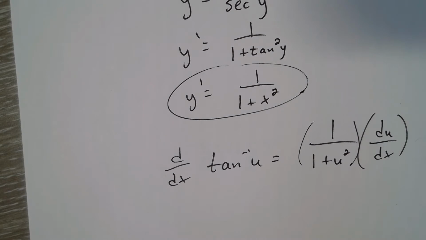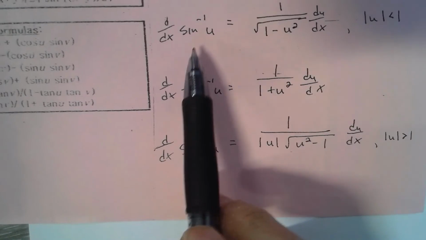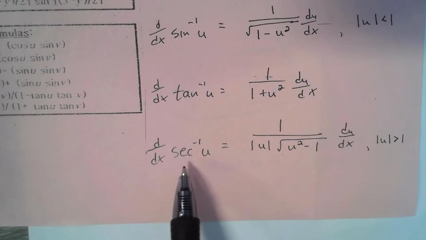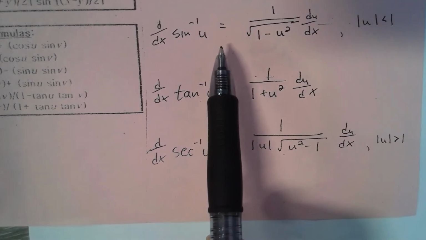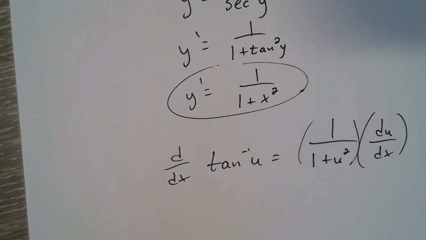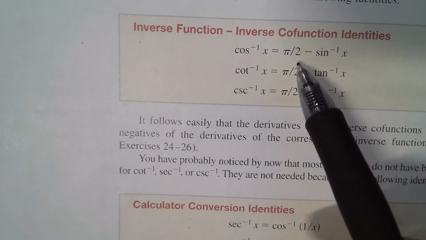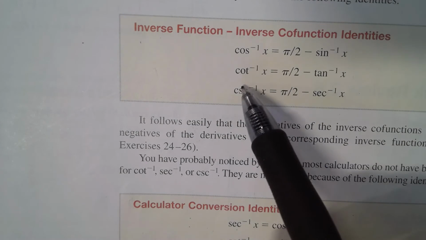And then these are all found on Carl. So we've got inverse sine right here. We've got inverse tangent, and we've got inverse secant. Those are just 3 of them, but in the book there are identities that relate inverse sine and inverse cosine. Let's see if I can find it here. Okay, so the inverse cosine is equal to pi over 2 minus inverse sine, and then cotangent and cosecant.